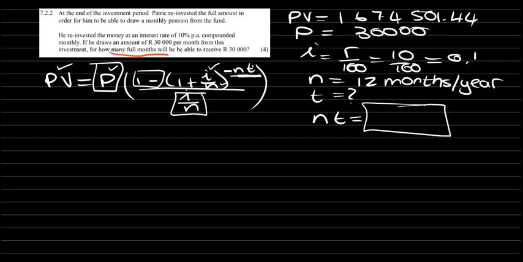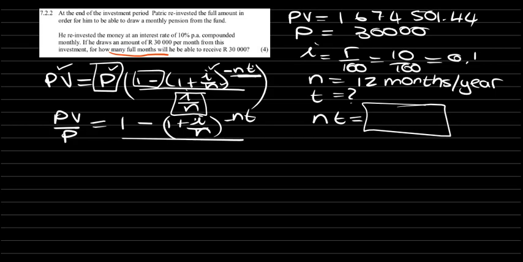We firstly start with the simplest, which is outside of the brackets. It's PV over P. We divide by P on both sides. That leaves us with 1 minus (1 plus i over n) to the minus nt, all of this over i over n. So we've managed to remove the brackets by dividing by P. Another thing we want to do is get rid of the i over n, so we multiply by i over n on both sides.